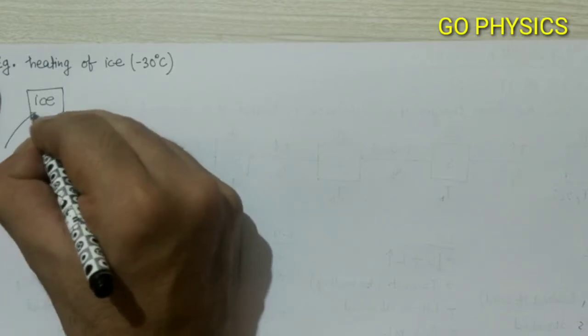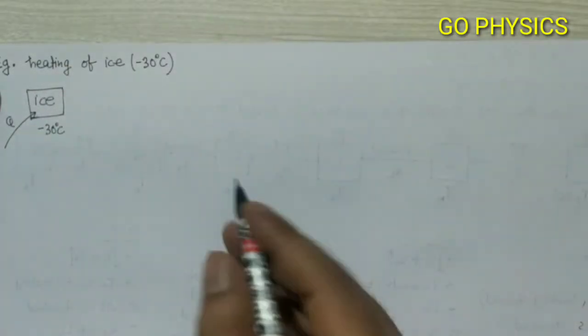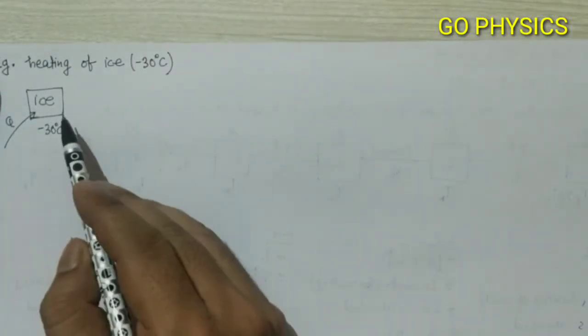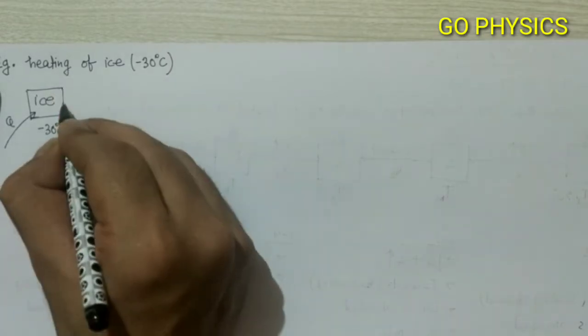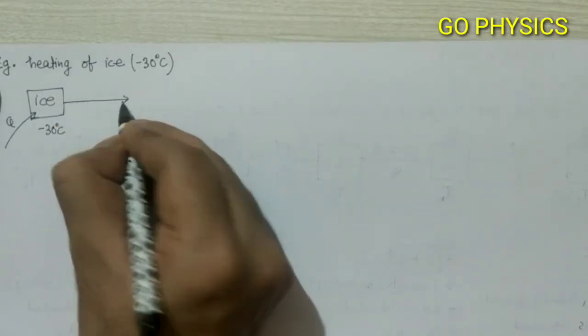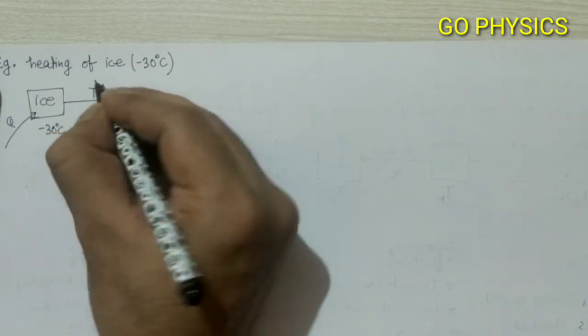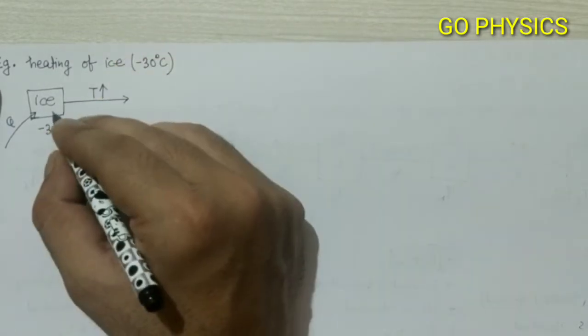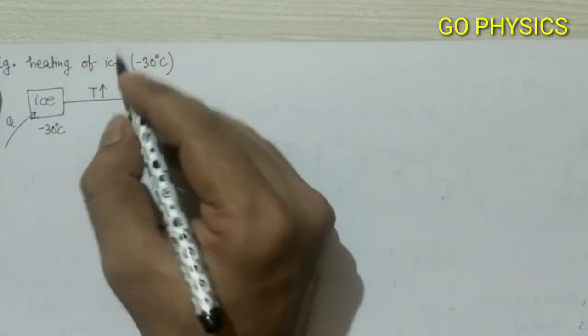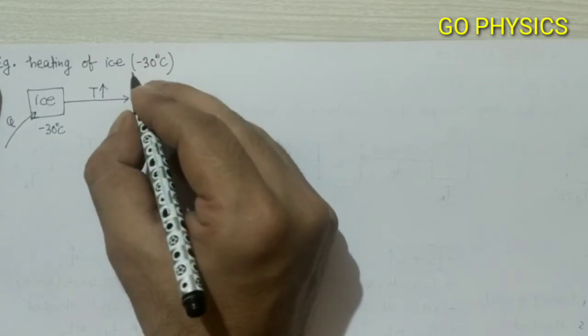Since heat is continuously supplied to the system, first, as we learned earlier, the temperature of the ice will keep on increasing, and it will increase up to the melting point temperature of the ice, and the melting point temperature of the ice is 0 degrees Celsius.